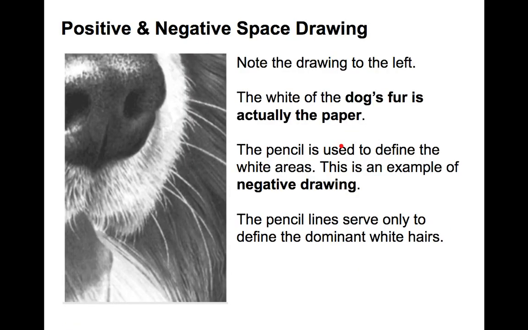So positive negative space is very important when drawing certain things, and particularly when you want to omit drawing certain things, like white areas, such as in this dog nose. You can see the whiskers and a lot of the dog hair are not drawn in, or are erased very well with an eraser. So the pencil lines are just used in here to draw the hairs that are black.